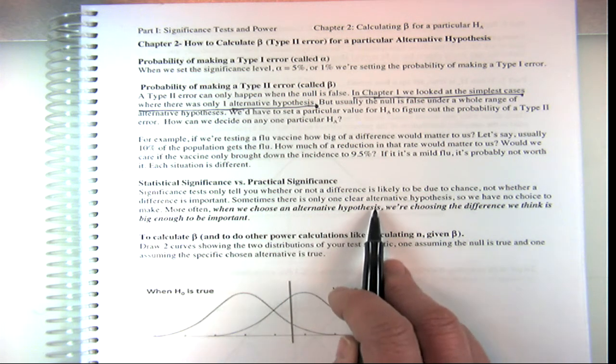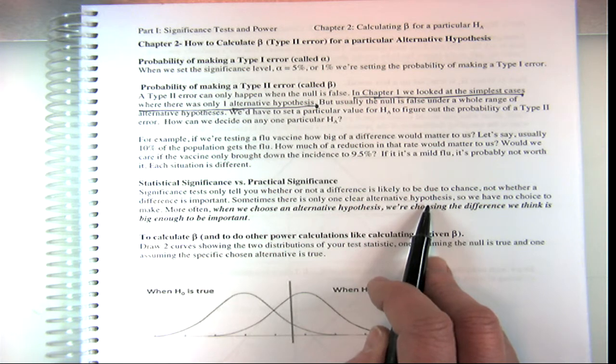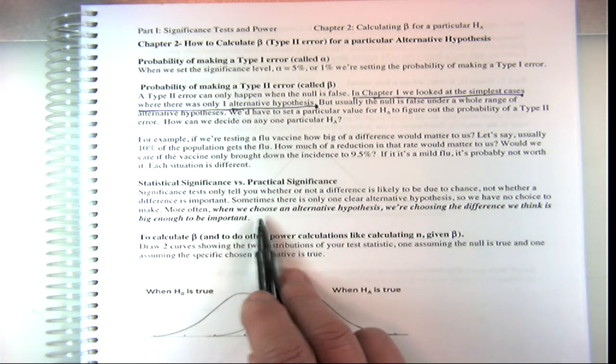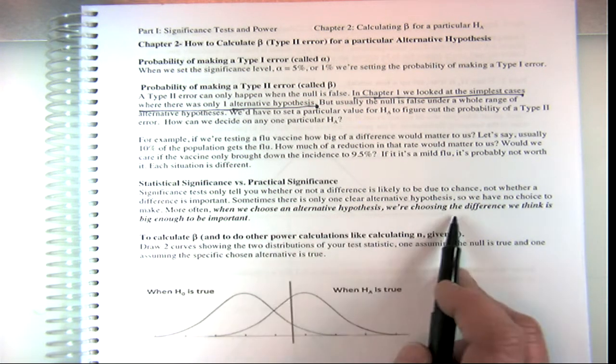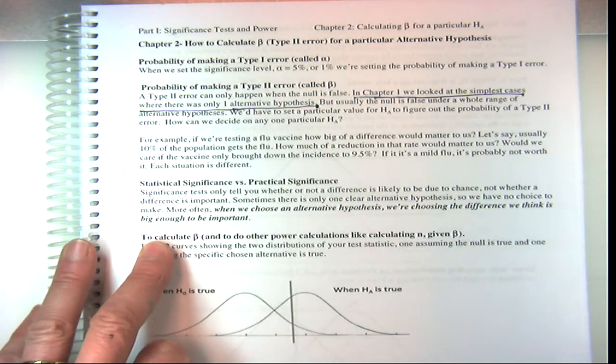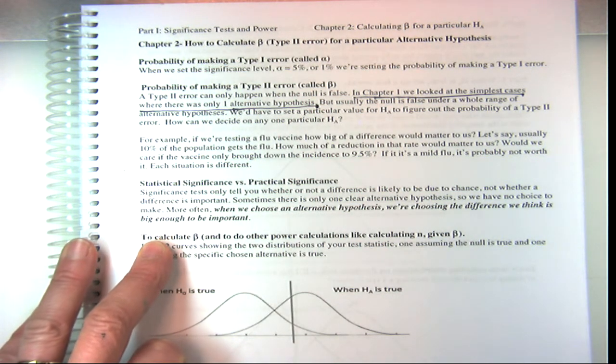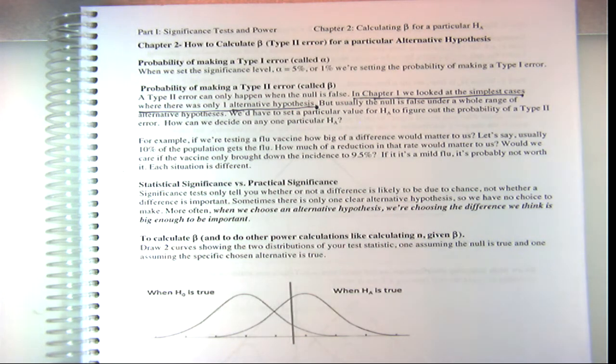Sometimes there's only one clear alternative hypothesis, so we have no choice to make. But way more often, when we choose an alternative hypothesis, we're choosing the difference we think is big enough to be important. So in the example that we're doing, I probably wouldn't think a 0.5% difference is big enough to be important, but 1% maybe. So what I'd choose as my alternative would be the smallest difference that I cared about. I want to say one method's better than the other, and I want a difference that we actually care about in real life.